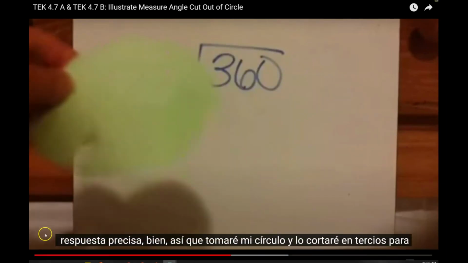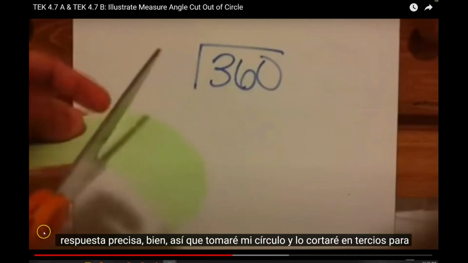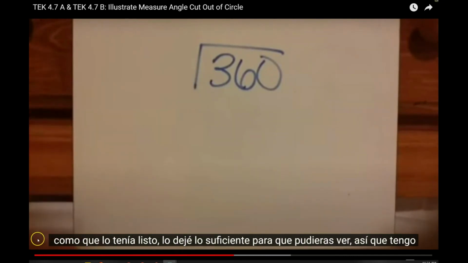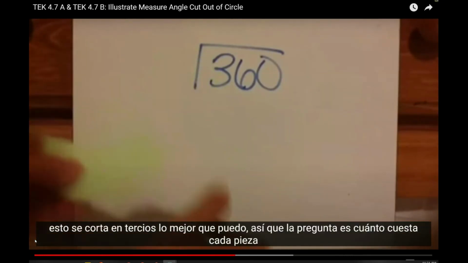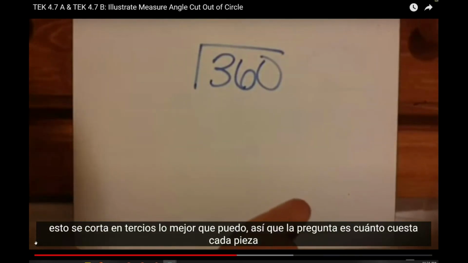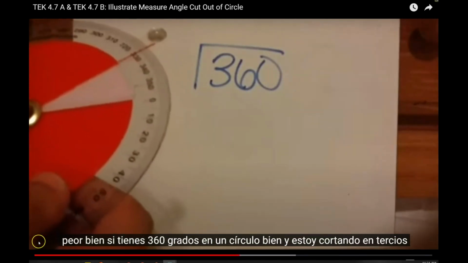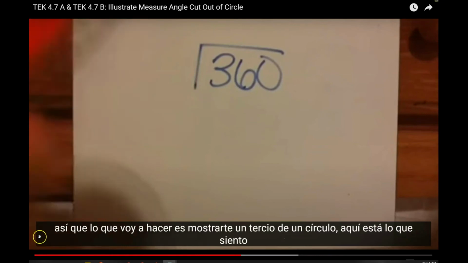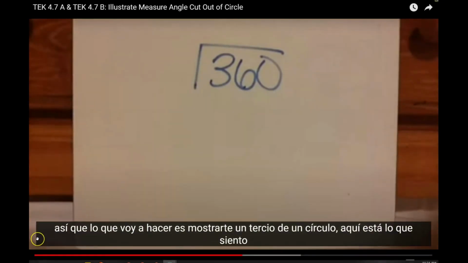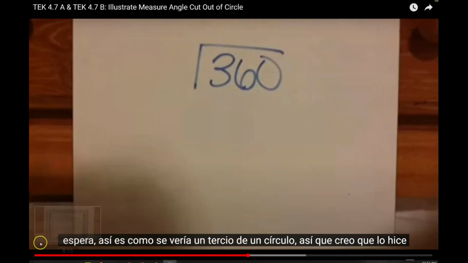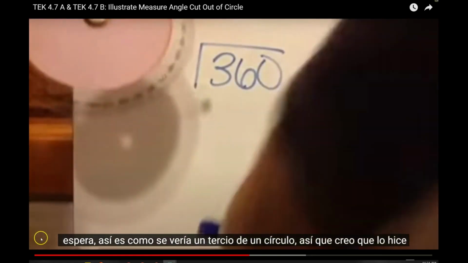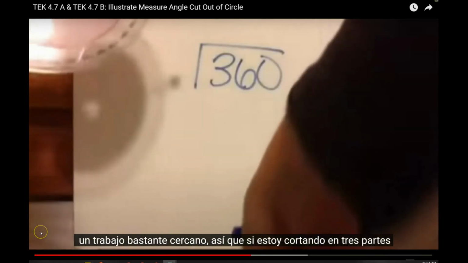Okay, so I'm going to take my circle and cut it into thirds. I kind of had it ready. I just left it enough so you could see. So I have this cut into thirds as best as I can. The question is, how much is each piece worth? Well, if you have 360 degrees in a circle and I'm cutting it into thirds, I'm going to show you 1/3 of a circle. Here's what 1/3 of a circle would look like. I think I did a pretty close job.